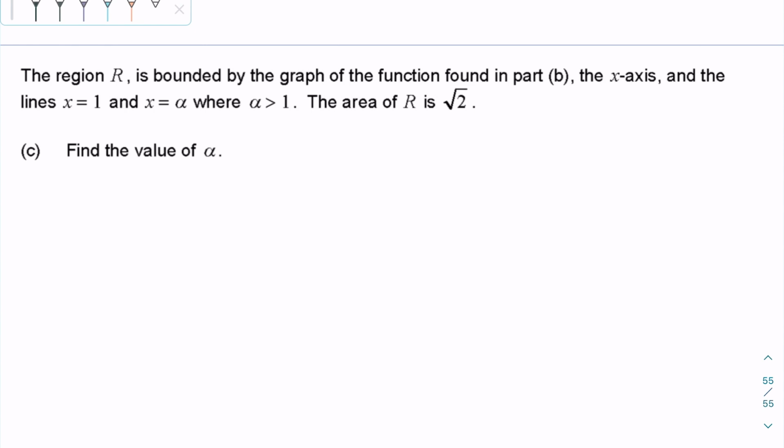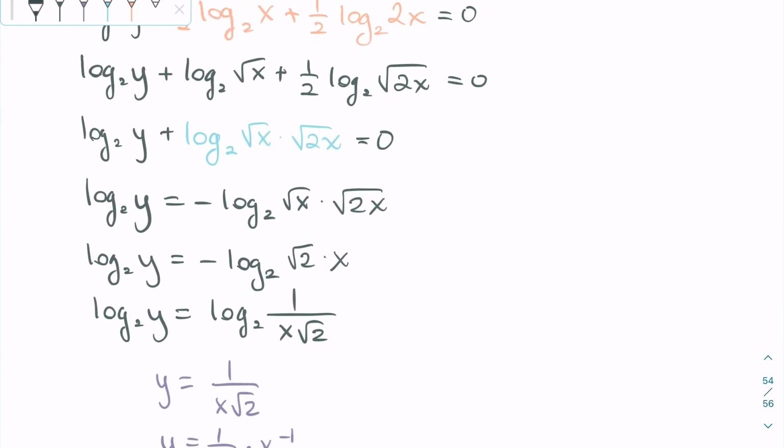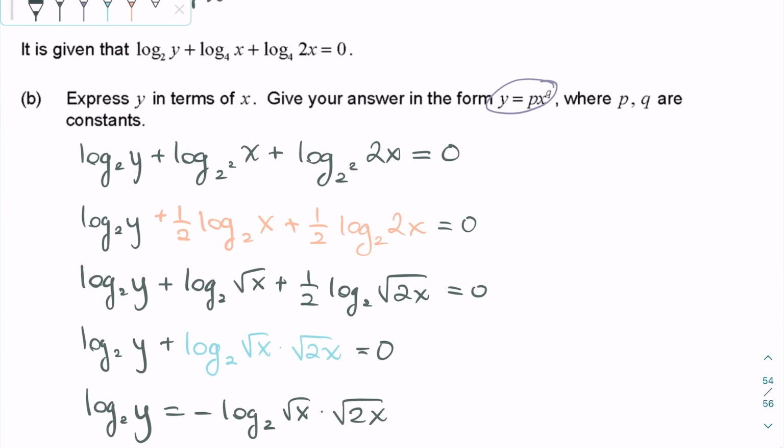The region R is bounded by the graph of the function in Part B, the x-axis, and the lines x equals 1 and x equals alpha. The area of this region is square root of 2. We need to find the value of alpha. We can represent this area as the definite integral from 1 to alpha, since these are the x-coordinates. The function we will be integrating is the one from Part B.